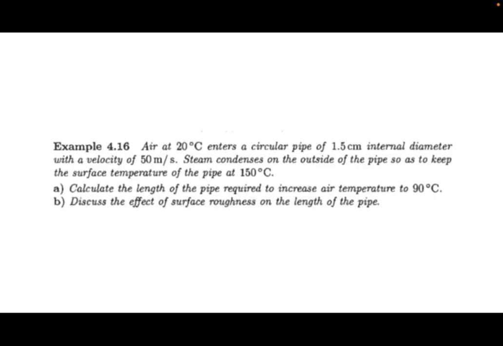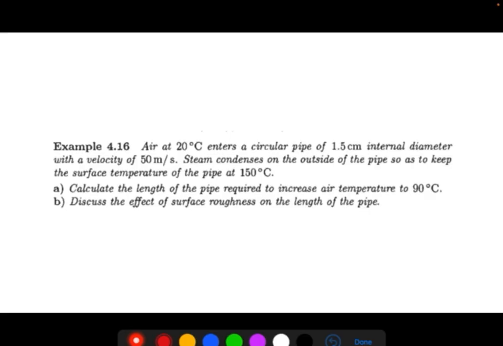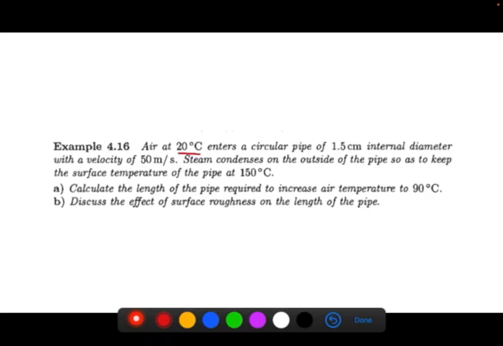Now let us look into an example for heat transfer correlations. It is example 4.16 of modeling in transport phenomena. The question is, air at 20 degrees Celsius enters a circular pipe of 1.5 centimeter internal diameter with a velocity of 50 meter per second. Steam condenses on the outside of the pipe so as to keep the surface temperature of the pipe at 150 degrees Celsius. Now we have to calculate the length of the pipe required to increase air temperature to 90 degrees Celsius, and discuss the effect of surface roughness on the length of the pipe.